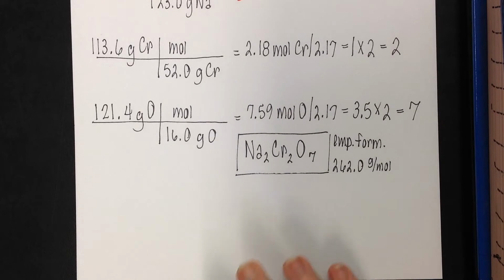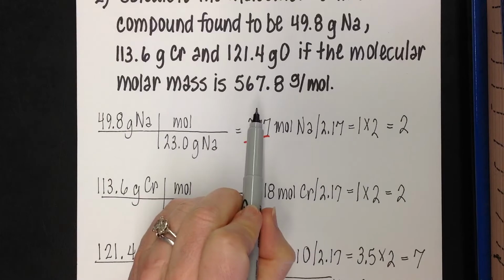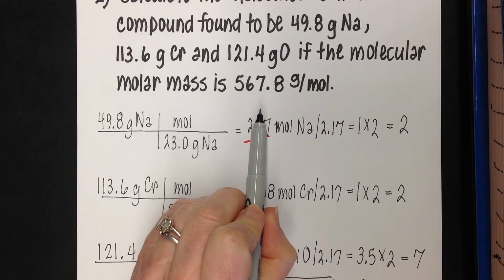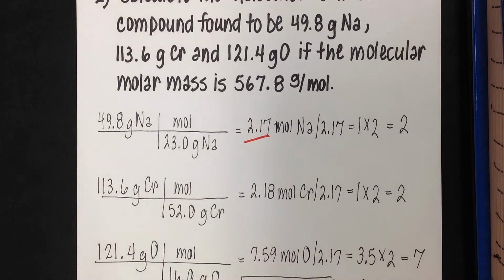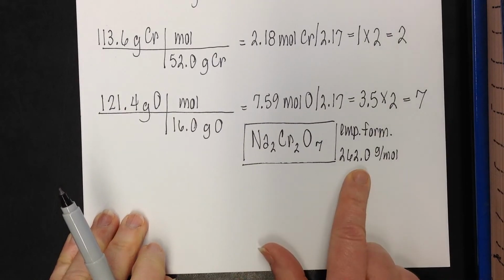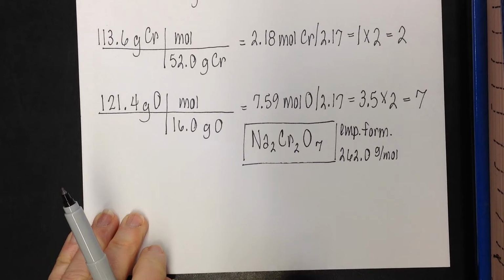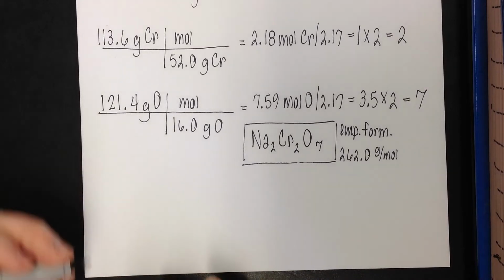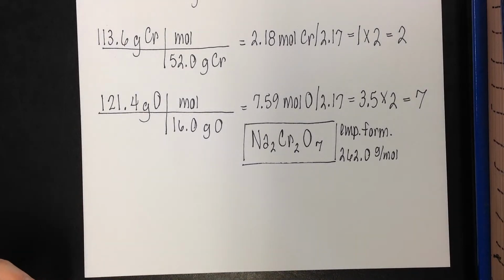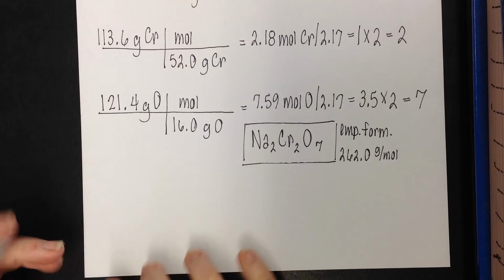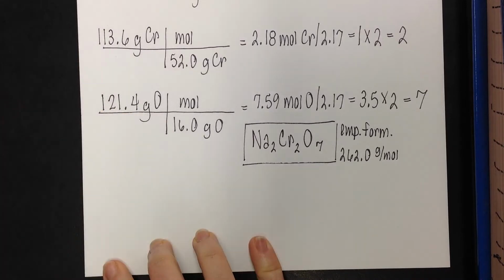Now I'm ready to find my molecular formula. And to find the molecular formula, I'm going to take this experimental or molecular molar mass that was given to me in the problem. I'm going to divide that by the empirical formula mass. Remember, big number over little number, or you could say the number they gave you over what you found. There's a lot of ways to look at it, but the big number's always on top. If it's not and you're getting a fraction when you divide, you've done something wrong.